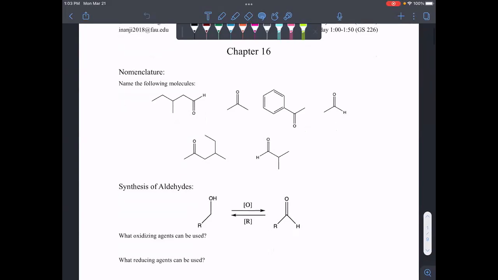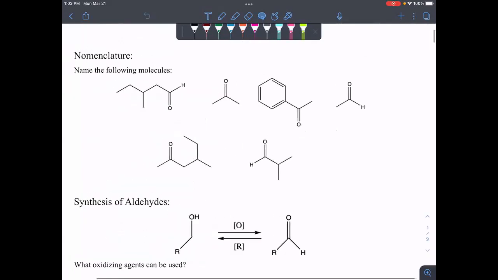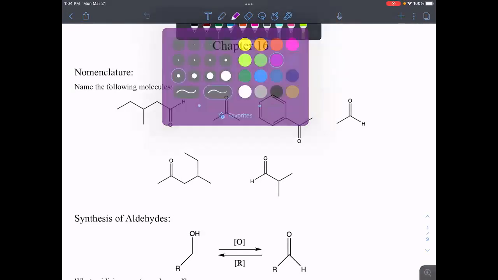So first is nomenclature, which is really boring, but we'll just get it out of the way. So you guys know how to name aldehydes and ketones? You just need to know the suffix. So a suffix for aldehydes is -al, and for ketones, it's -one. And you know how to do IUPAC, like find the parent chain, find substituents. So the first one, you find the parent chain and then the substituents.